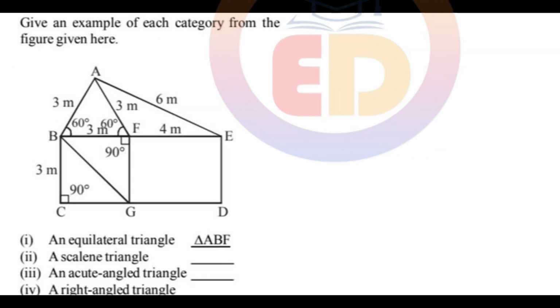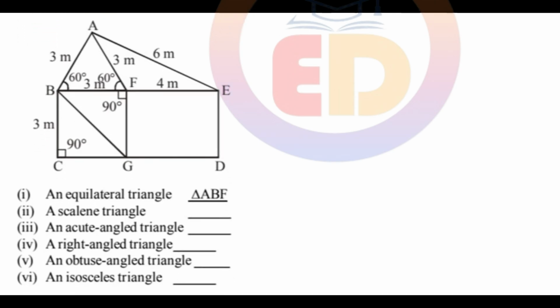Give an example of each category from the figure given here. Here they can see that this is a composite figure, a figure made up of triangles, rectangle, square, and from this figure we have to find these 1, 2, 3, 4, 5 and 6 shapes. The first one they have already solved. An equilateral triangle is triangle ABF.